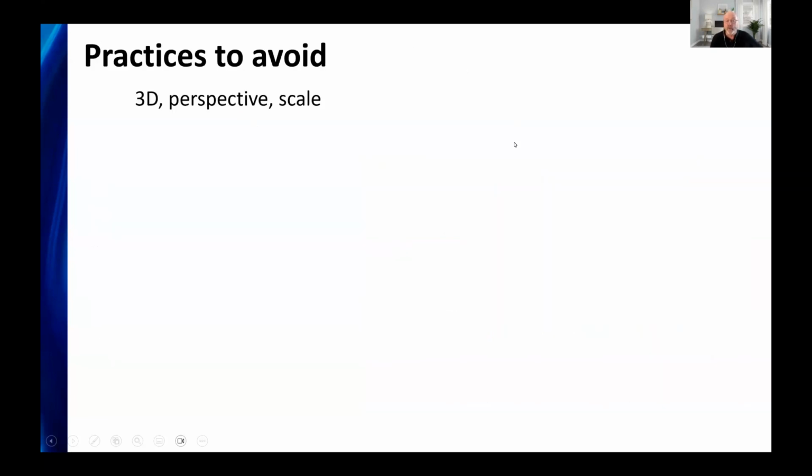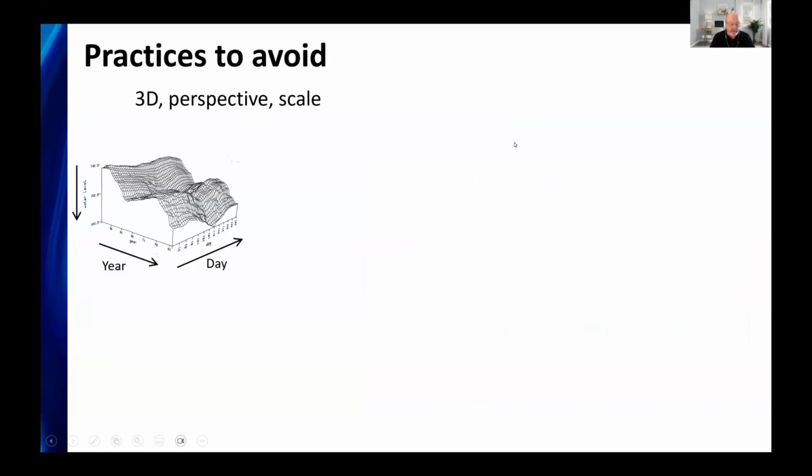Some practices to avoid. People get excited about this. Oh, this is 3D. There's perspective and scale problems. First, you get this kind of a problem. Do not use 3D with the Z value as an axis, because now here we have what appears to be bumps in the data surface. You can't see what's going on underneath.